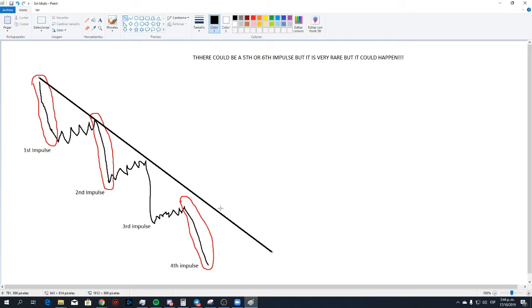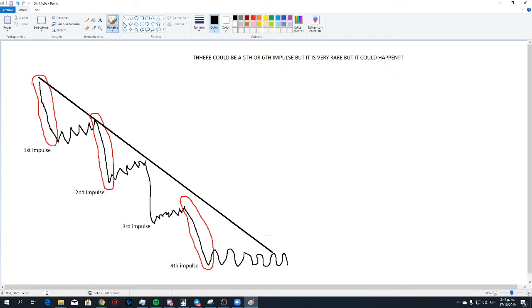And what did price do? After the 4th impulse, it created a range. It just makes a range. It means that price just doesn't know where it is going. It just starts to range until buyers or sellers add enough volume to define a new trend.